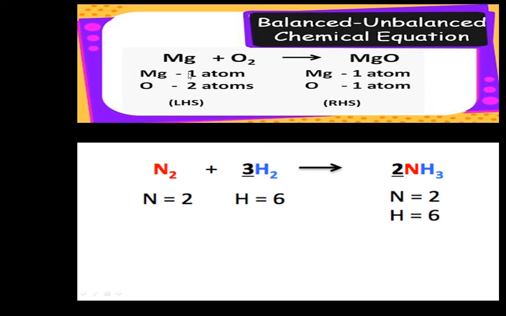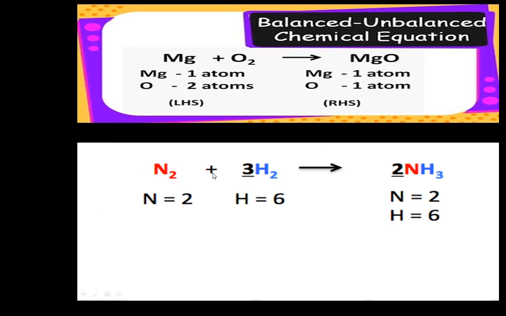After this, what will the reaction be? Mg is 2 atoms. After balancing the equation, Mg will become 2. Oxygen, how many? 2, and on the right hand side also there are 2 atoms of oxygen. Okay, so the reaction will be 2 Mg plus O2 gives 2 MgO. Okay, write in your notebook.